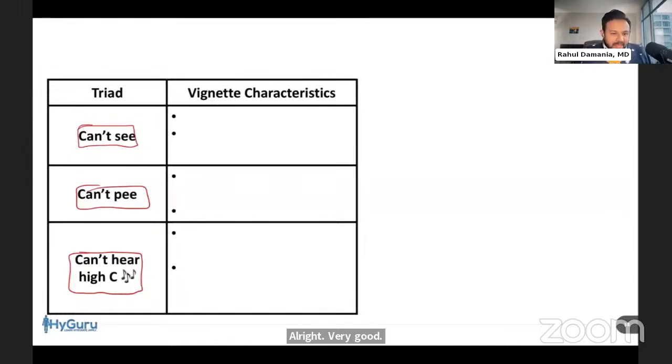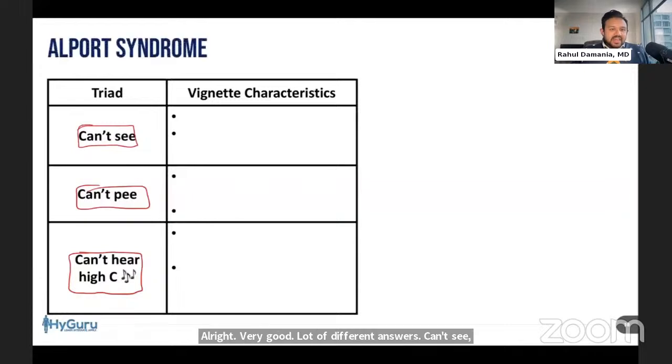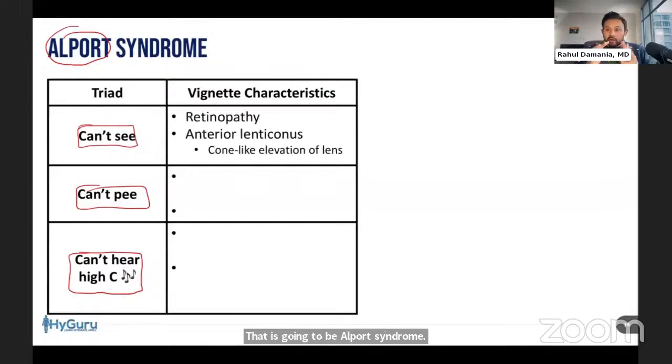Can't see, can't pee, can't hear, high C. That is going to be Alport syndrome. Now, Alport syndrome is going to be an issue where you're not going to have good basement membrane. Your type 4 collagen is going to be messed up. As a result, the eye as well as the ears are going to be affected. You also are going to have a nephritic issue in your glomerulus.